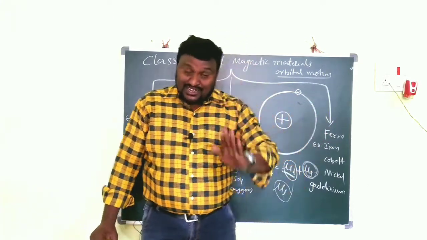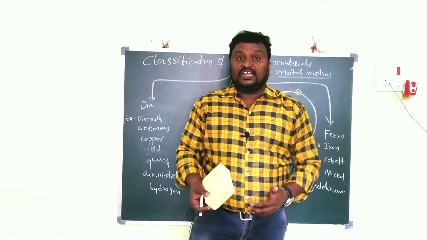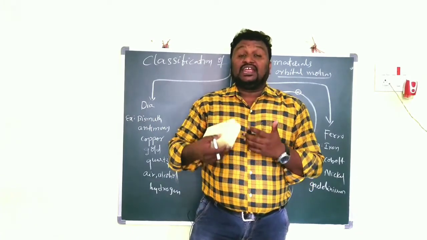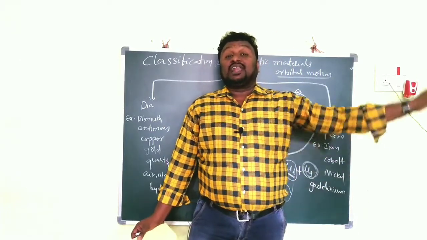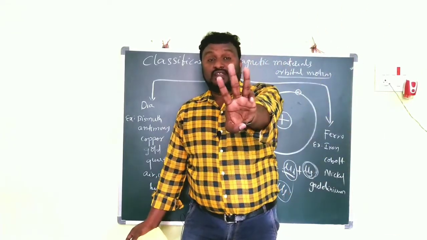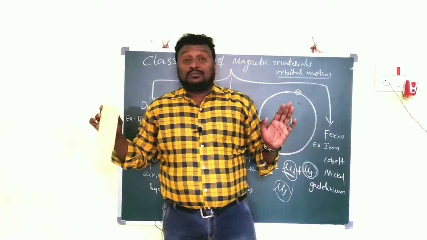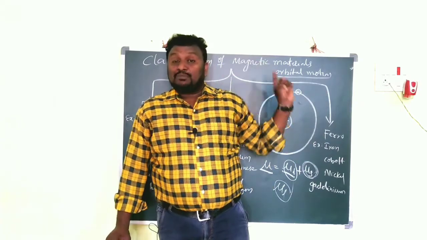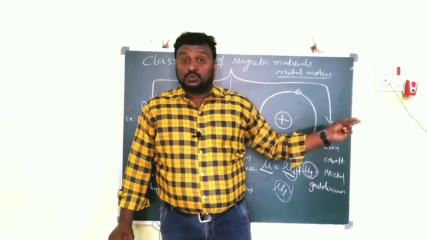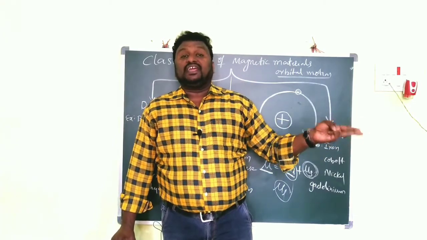Clear? So children, based upon the resultant magnetic moment of an atom, the magnetic materials are classified into three types. Clear? Based upon the magnetic moment value, the magnetic materials are classified into three types. One is diamagnetic substance, number 2 paramagnetic substance, and number 3 ferromagnetic substance.